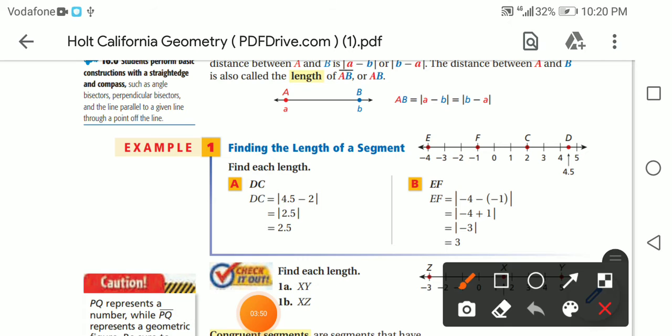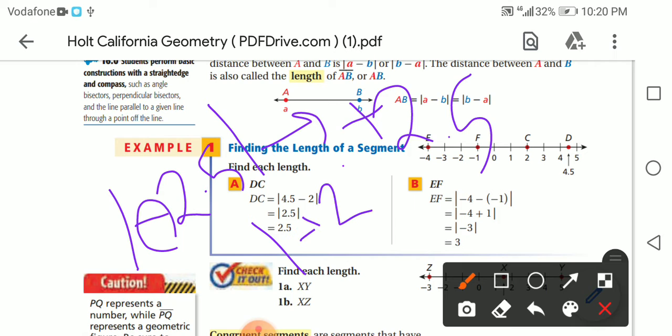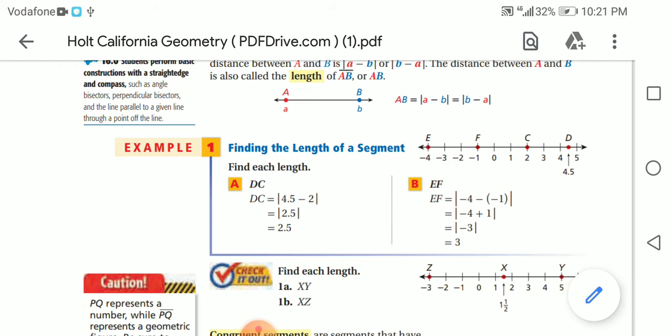For those who can't remember, the absolute value of negative 2.5, for example, always gives you positive 2.5, and if it's positive it gives you the same positive number, my dear students. Okay, focus. Thanks. So I have another example to show you.